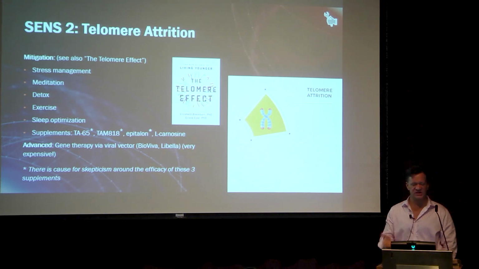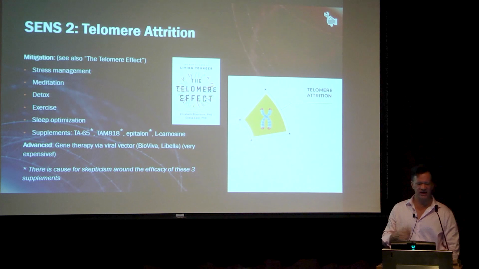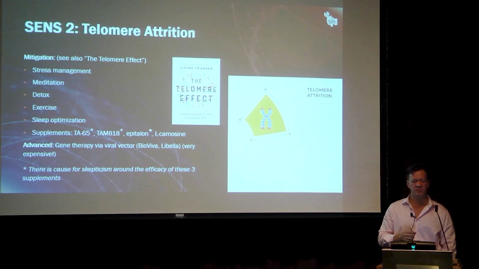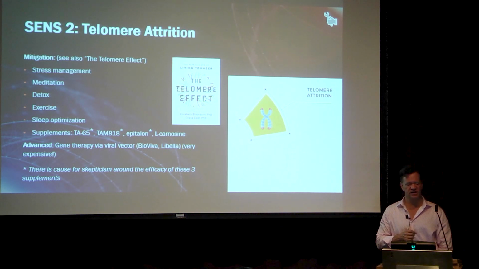not lengthening them. There's TA65, TAM818, and epidolon. I'm personally skeptical about all three of these for various different reasons. There's also L-carnosine, which is a very important nutrient. It's actually found in red meat, but it seems to be very effective at reducing telomere shortening.